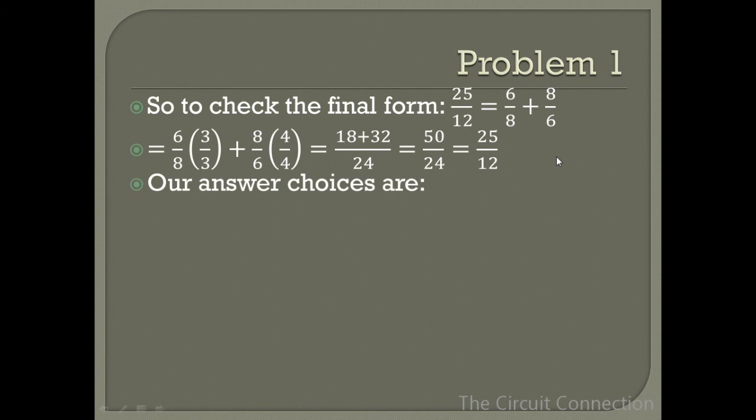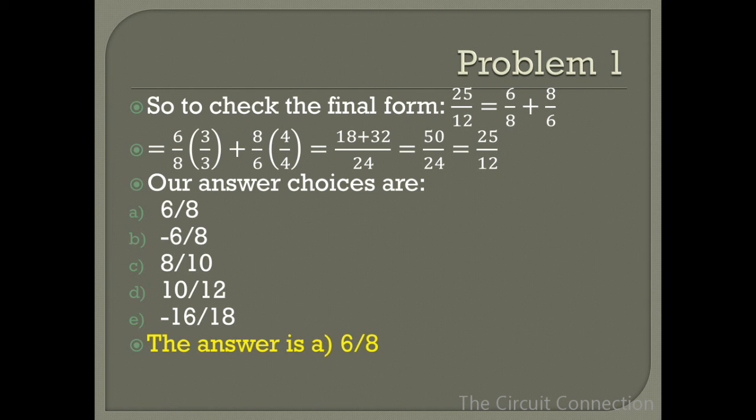So in our answer choices, we had 6 over 8, negative 6 over 8, 8 over 10, 10 over 12, negative 16 over 18. And so the answer is A, 6 over 8. That is the fraction that we are talking about because we can clearly see it here. We just made sure that we confirmed that that is actually the case here. And just as an extra note, the reciprocal is 8 over 6.